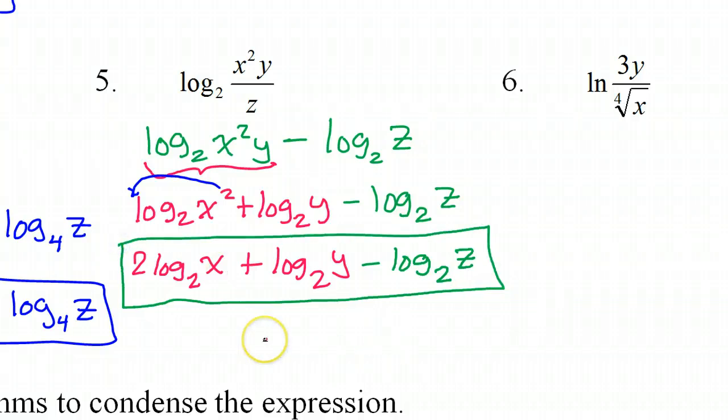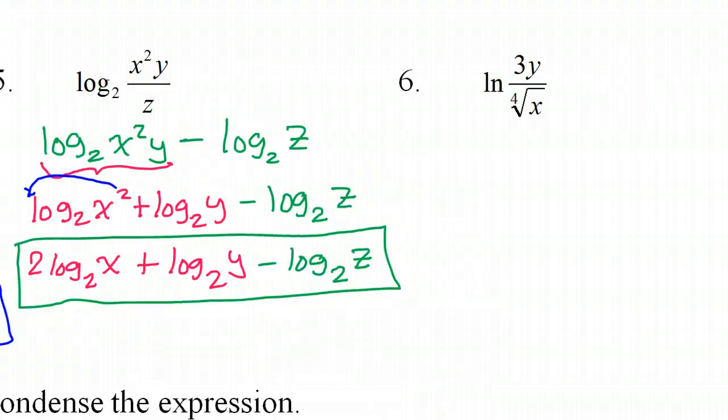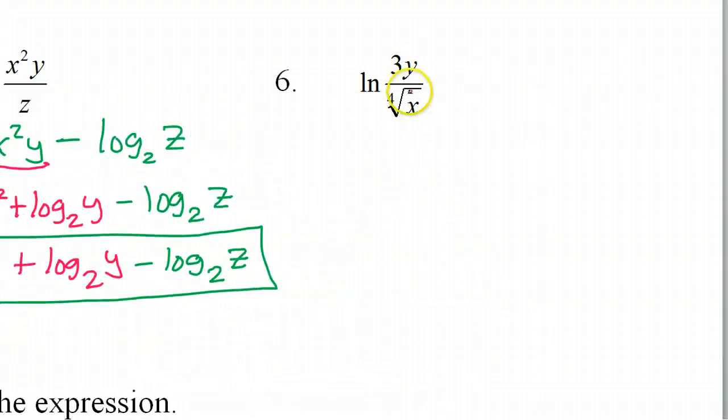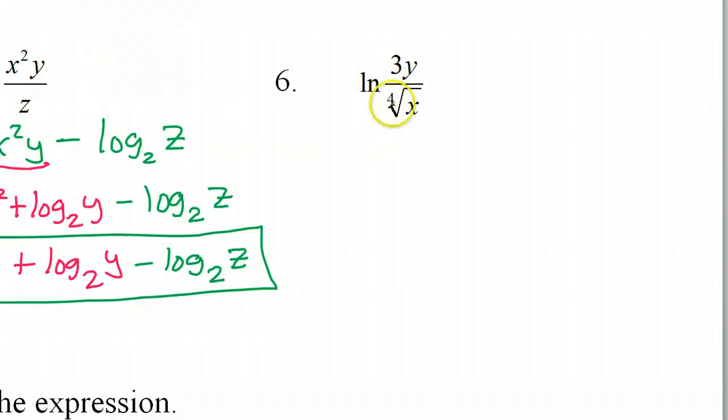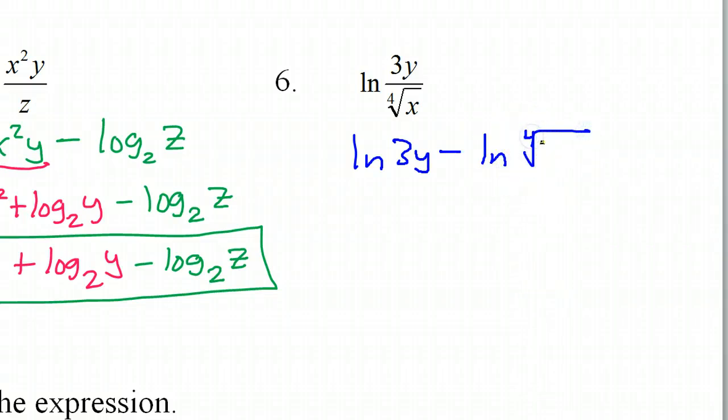Okay, number 6. I see we got a quotient here, so let's go ahead and dive in with the quotient rule. The log of a quotient should equal the difference of the logs, so this will be the same thing as natural log 3y minus natural log of the fourth root of x. It's fourth root.